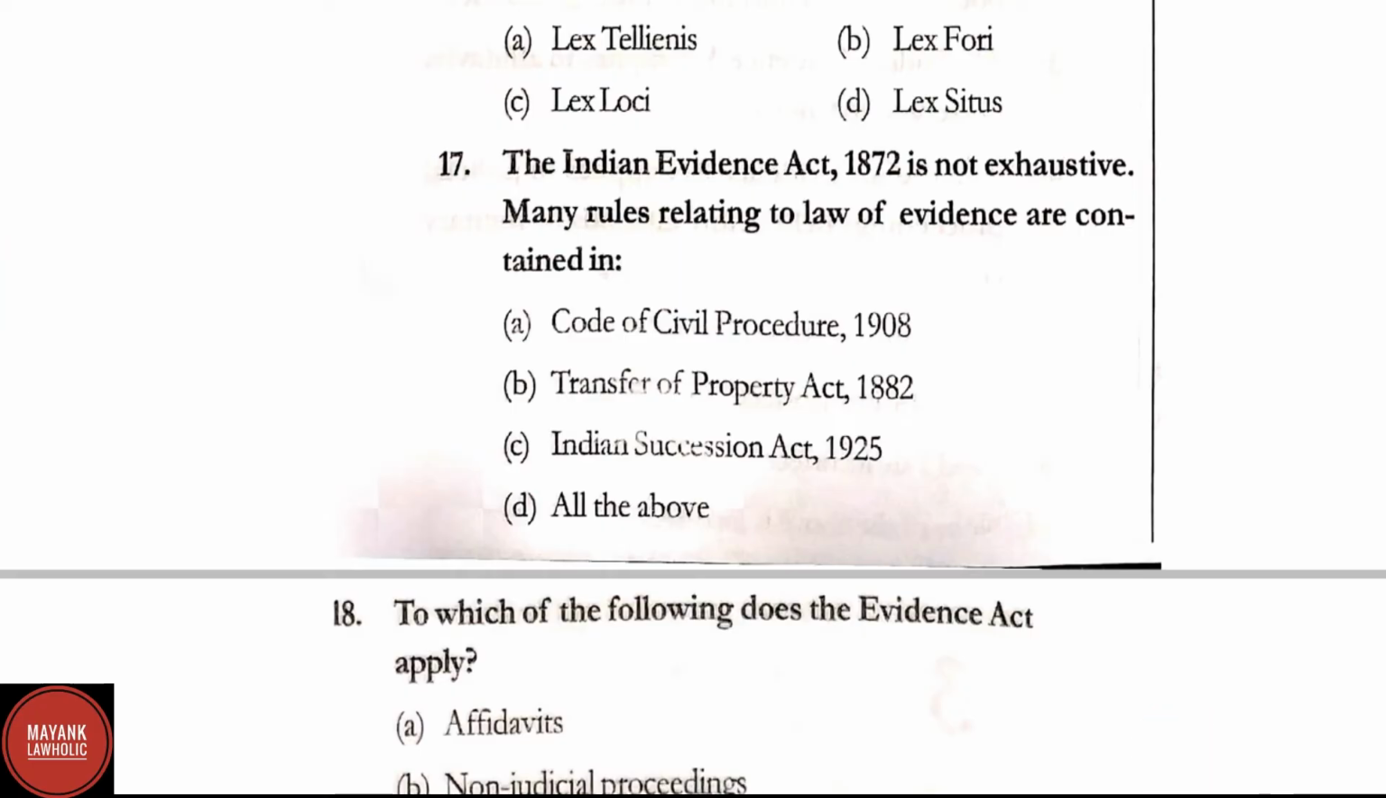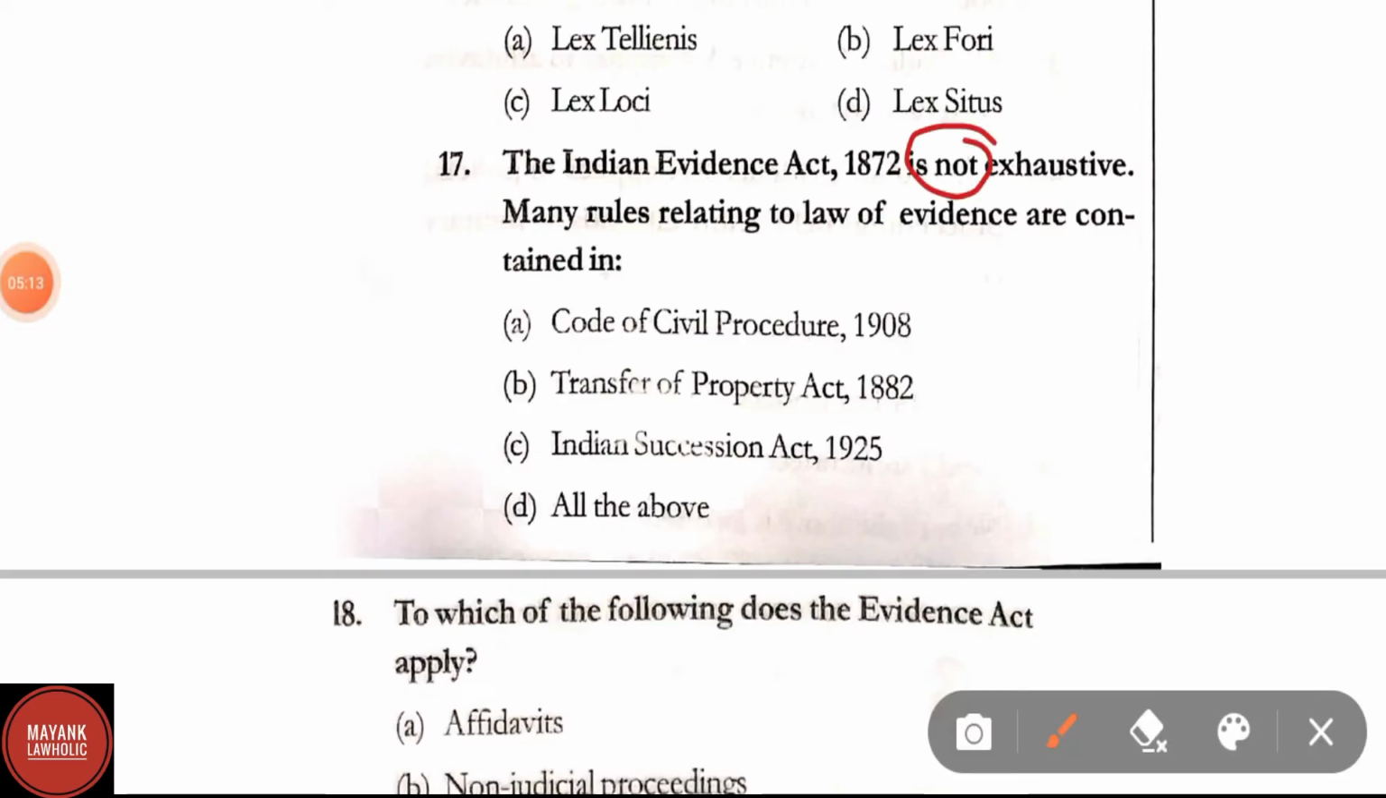Question number 17. The Indian Evidence Act 1872 is not exhaustive. Many rules relating to law of evidence are contained in option A, CPC, option B, TPA, option C, Indian Succession Act, and option D, all of the above.